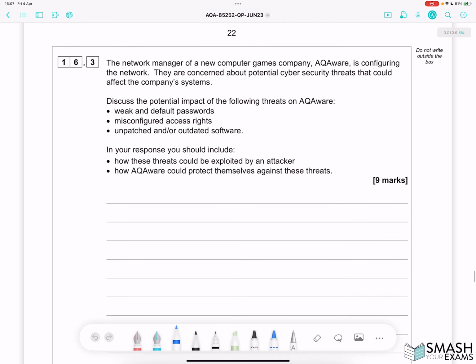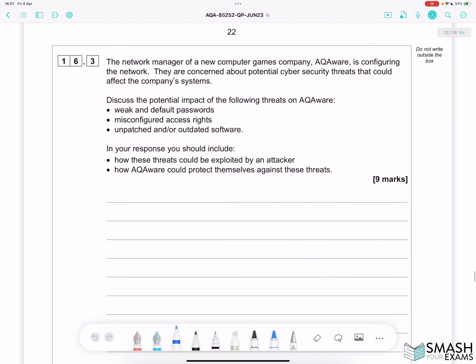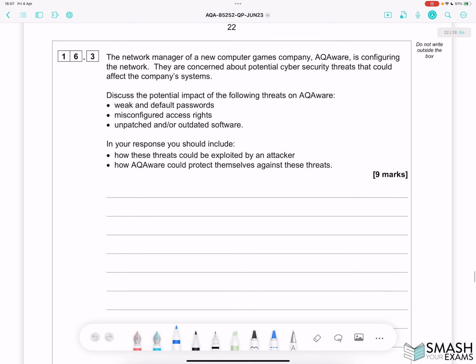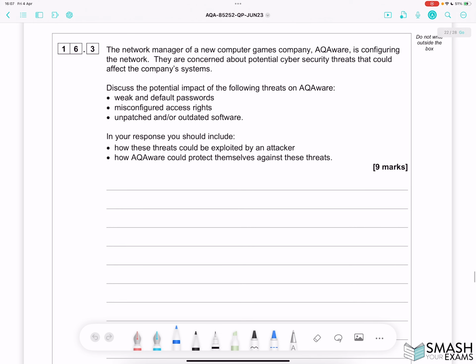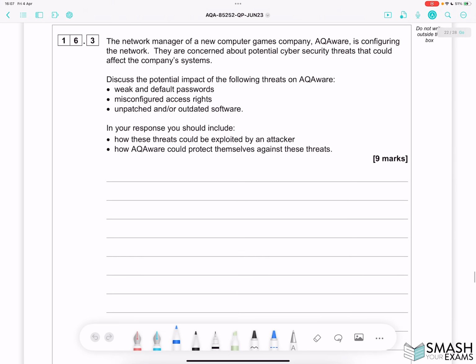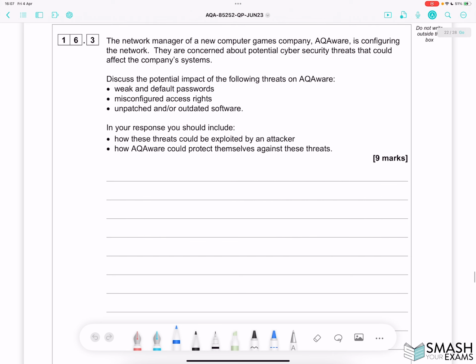And then we've got another 9 marker, another big question. So network manager of a new computer games company, AQA, is configuring the network. Discuss the potential impact of the following threats. So weak and default passwords, misconfigured access. So it's asking us, do we understand about cybersecurity threats on a network?